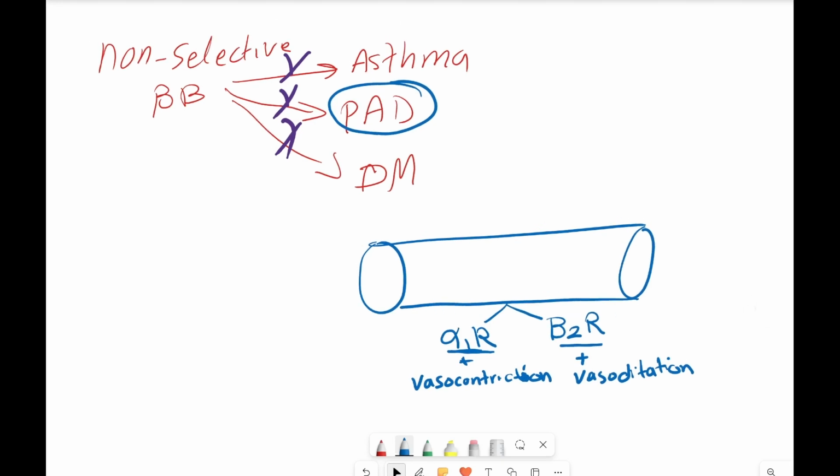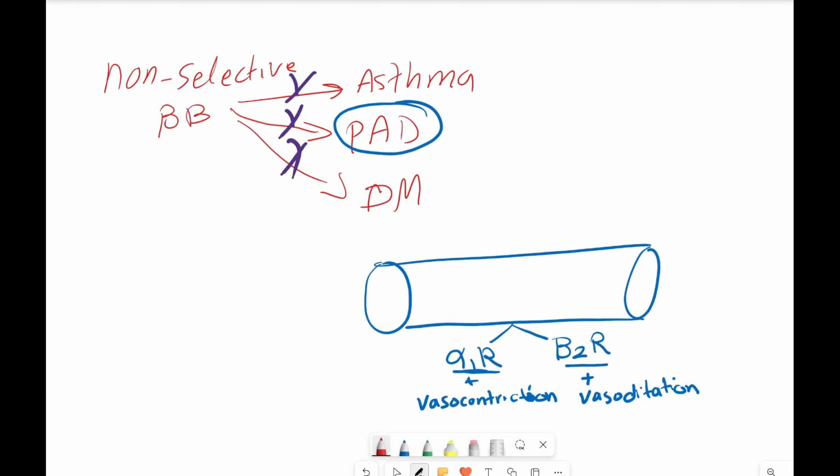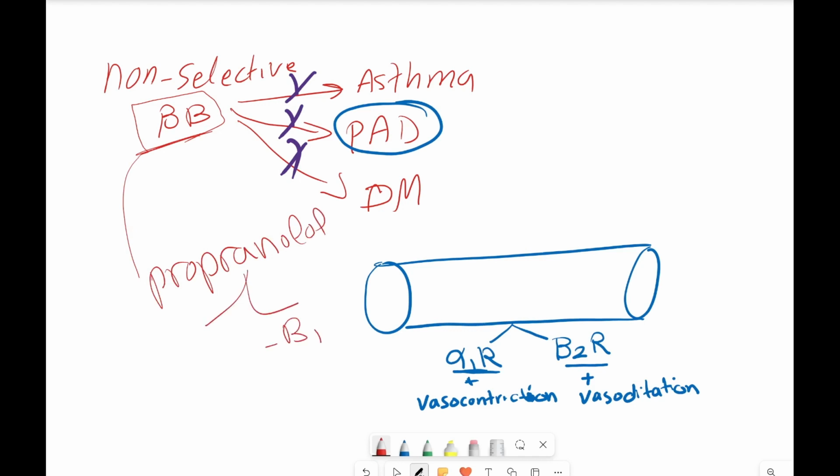So when you activate these receptors, that's great. But when you prescribe a beta blocker to your patient, such as propranolol, propranolol blocks beta-1 and blocks beta-2. We know that beta-1 is mainly available in the heart, but beta-2 you can see in the blood vessels.